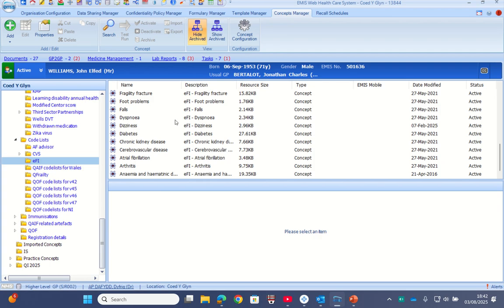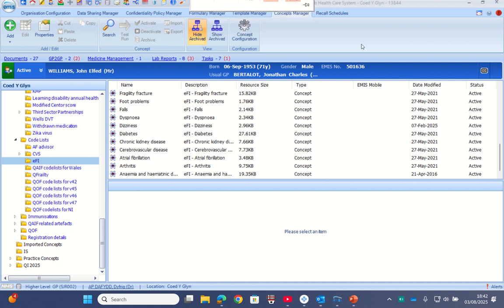And then the score is simply the number of deficits over 36. So if you have 5 or more deficits, you would have an EFI score of 0.139, and mild frailty is anything more than 0.12. So 5 or more deficits would put you as mild, 9 or more deficits would put you as moderate, and 13 or more would put you as severe.